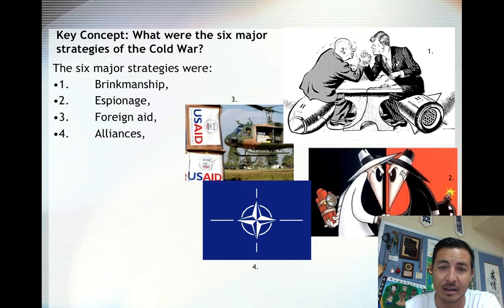Then alliances are made. This flag right here that just popped up is NATO. It stands for the North Atlantic Treaty Organization. This is basically all the Western democracies. So basically from Germany west, this is going to include France. It's going to include Switzerland. It's going to include Italy. It's going to include Spain. It's going to include Portugal. It's going to include Great Britain.